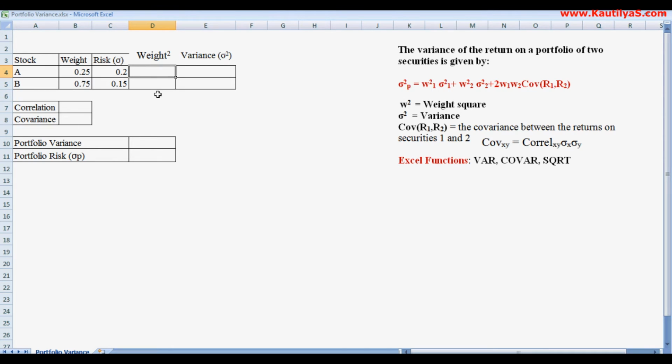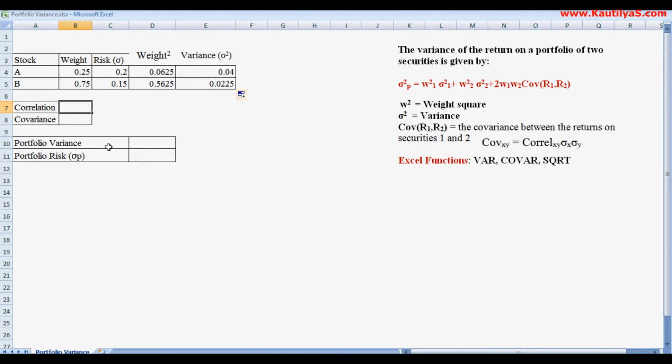So first we calculate the weight square of this. For this we use the Excel function POWER, equal to power, that is the weight comma 2. So we got the weight square. If we drag onto the right, it will automatically calculate the risk square, that is risk is a standard deviation and variance is standard deviation square. So we calculated weight square and variance of both the stocks.